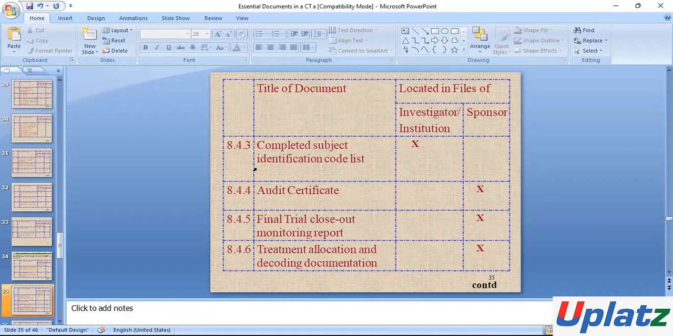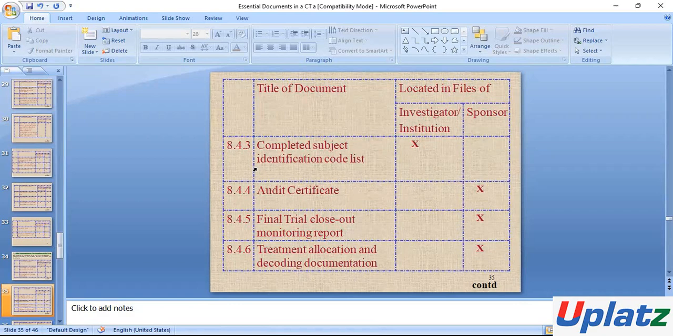Okay, audit certificate, audit of all the systems or any locations or sites, etc. So audit certificate, final trial closeout or monitoring report, right? So once the trial is done, the closeout report, how the monitoring has been done, the closeout report is required.